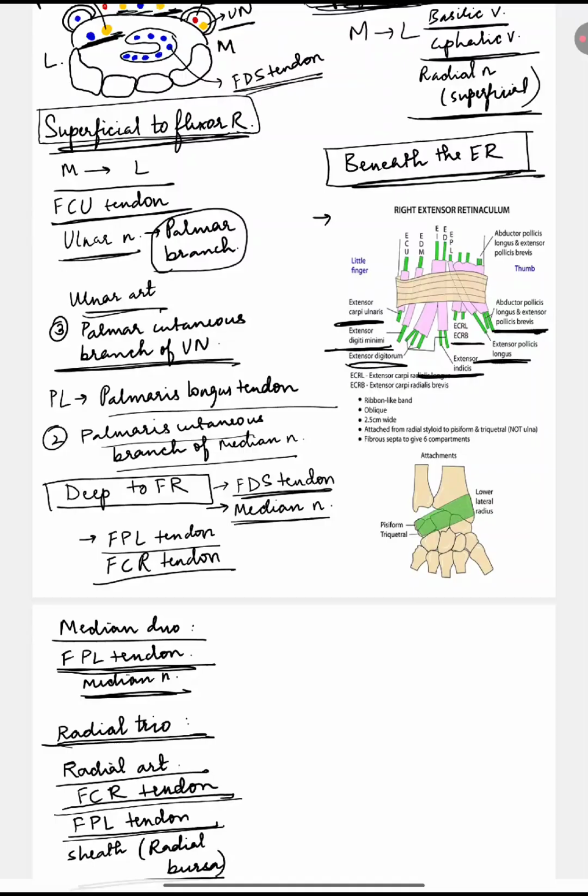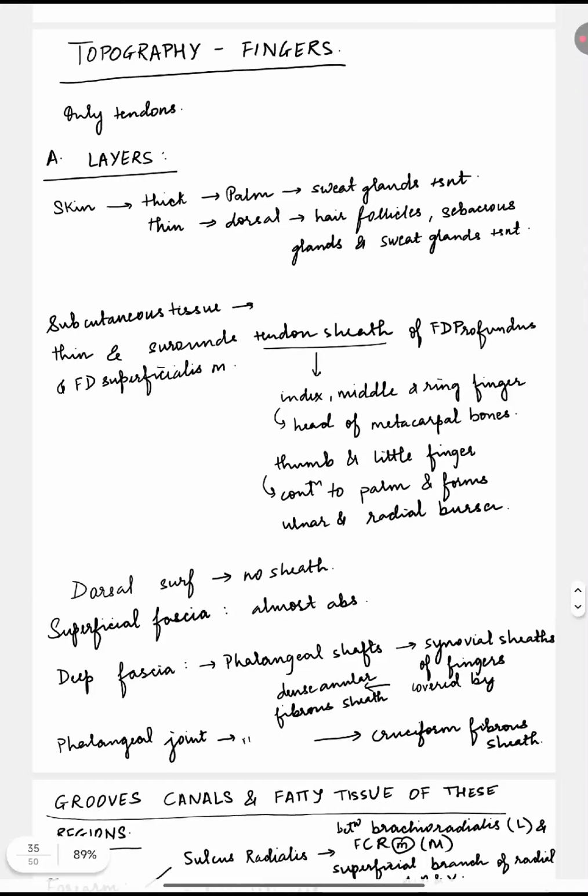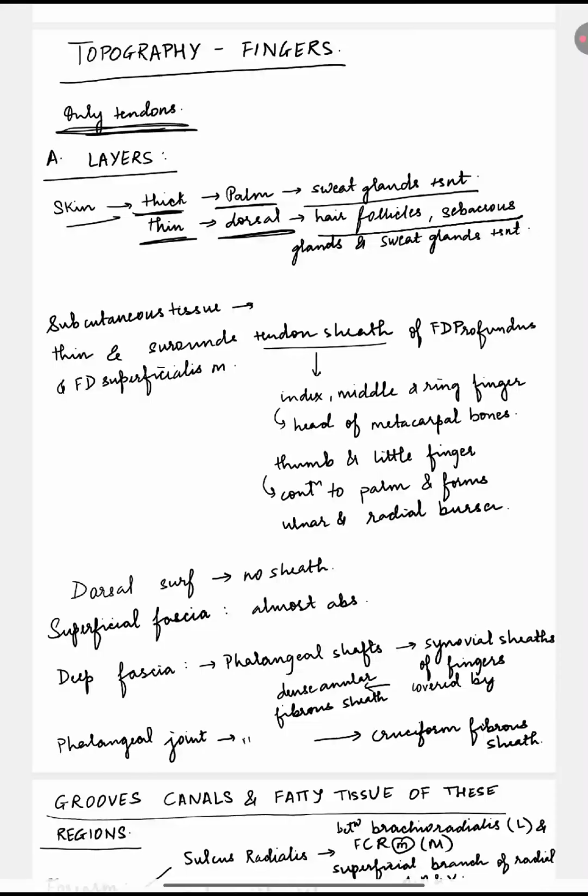Okay, now we move on to the topography of fingers. Now in fingers, the soft tissue are thin and muscles are absent. Only tendons of the muscles are present in the fingers. Now layers, skin thick in the palmar where sweat gland is present, and thin in the dorsal, hair follicles, sebaceous glands, sweat glands are present.